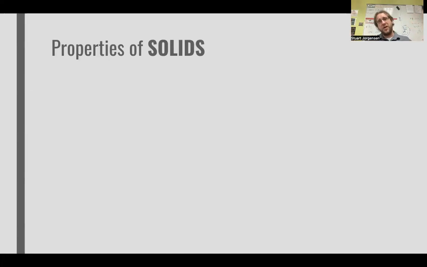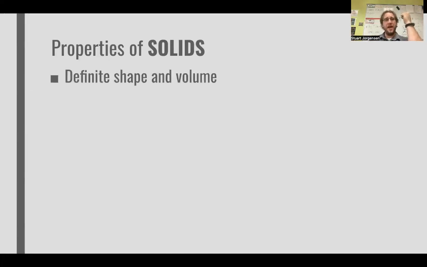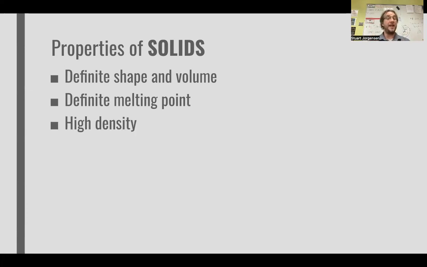I'm not going to belabor this. You know your solids. You know that they are of definite shape and volume. They are rigid, in locked positions. Because of their attractions, they have a definite melting point. There's a temperature at which it changes phases. We know that it has a high density. Those particles are close together in a small, given amount of space. We know that they're hard to compress. Some things do technically compress more than others, but as a whole, they're pretty incompressible. You cannot get those particles much closer together than they already are.